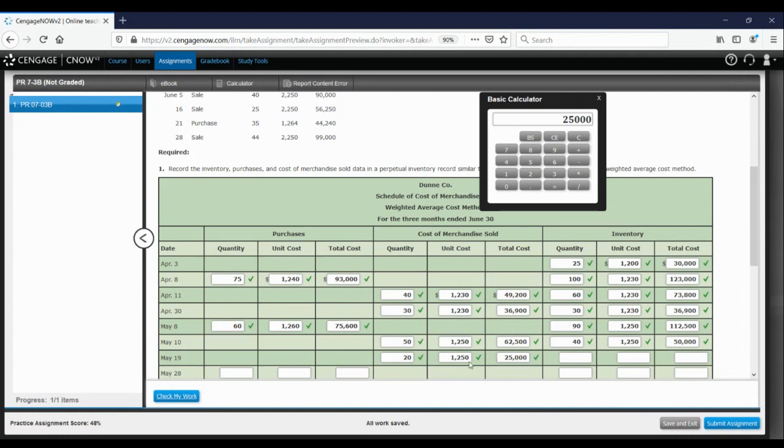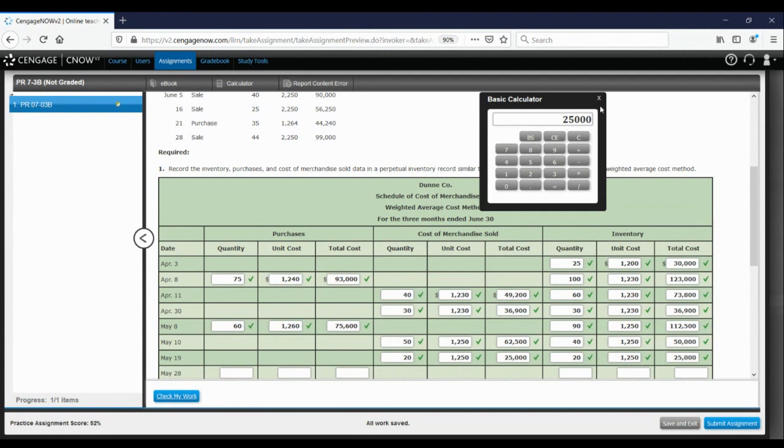What's remaining in the merchandise inventory account is 20 units at a weighted average of $12.50. And if we multiply 20 units times $12.50, it will give us 25,000. Do you understand what I did on the May 19th transaction?